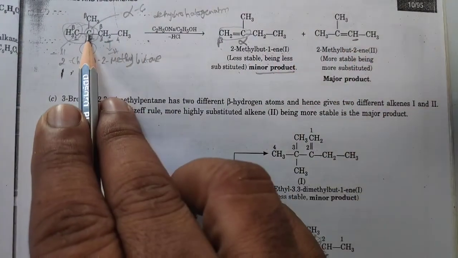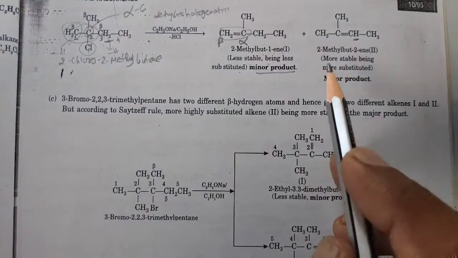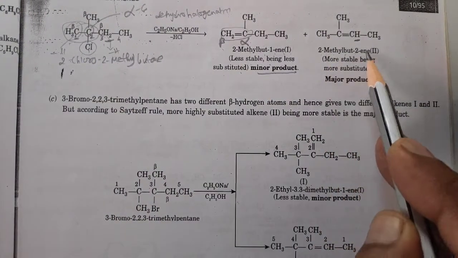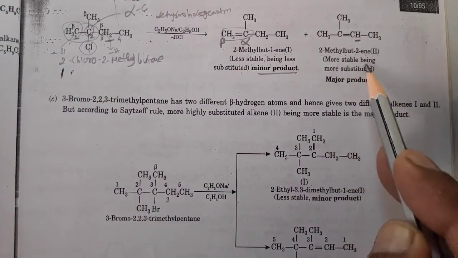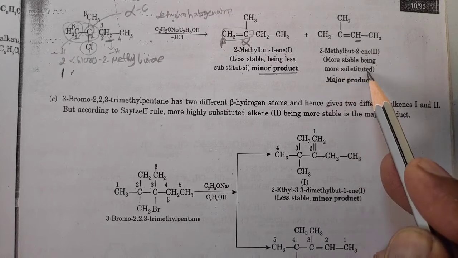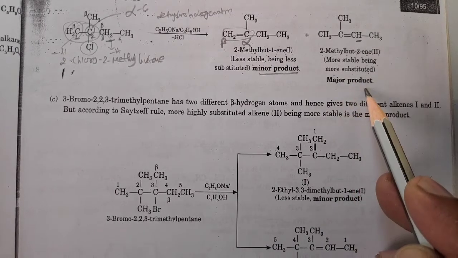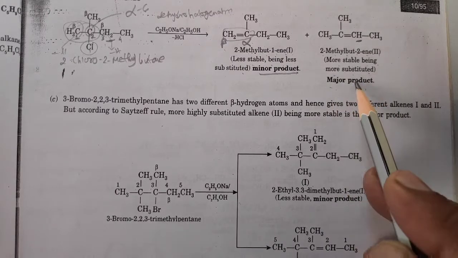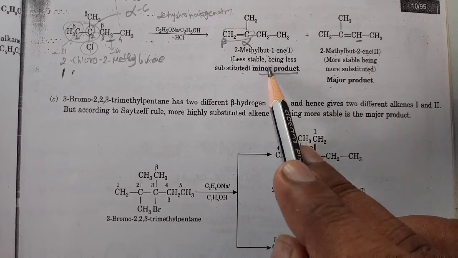Right? And from this carbon the halogen is removed. So what is the product? 2-methyl but-2-ene. More stable, being more substituted, as you can see, and it is the major product. Okay, right? So this is what we have discussed about the second one.